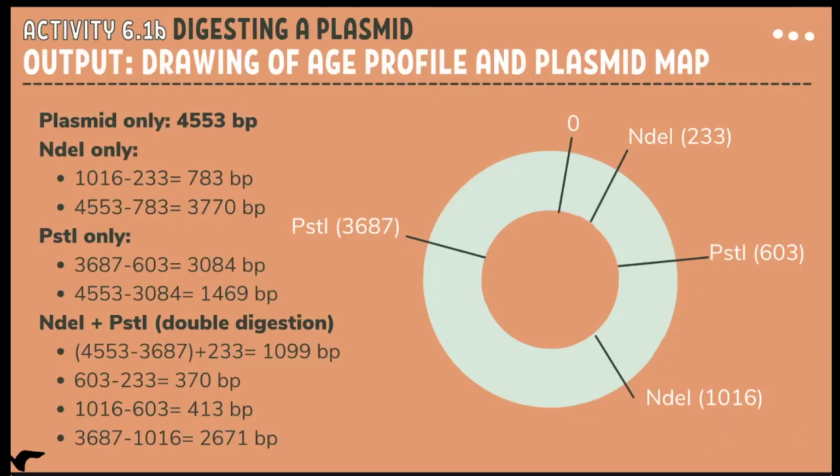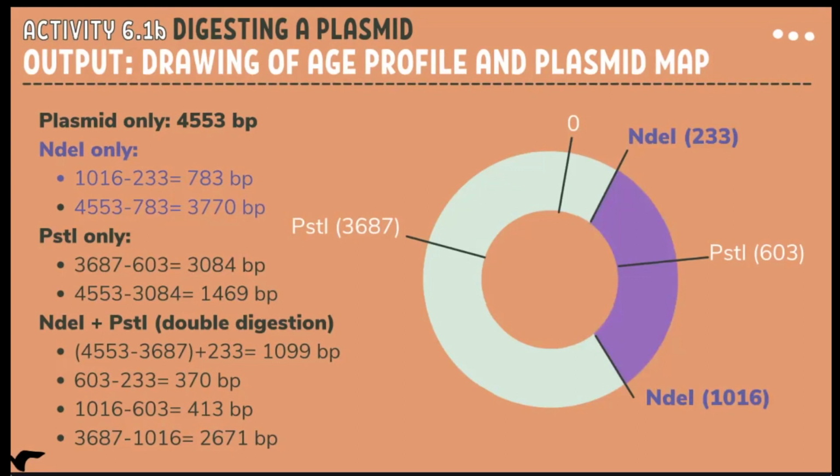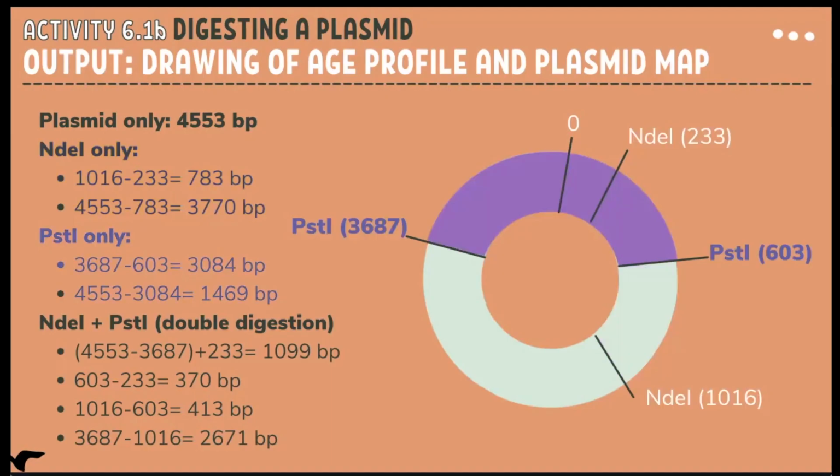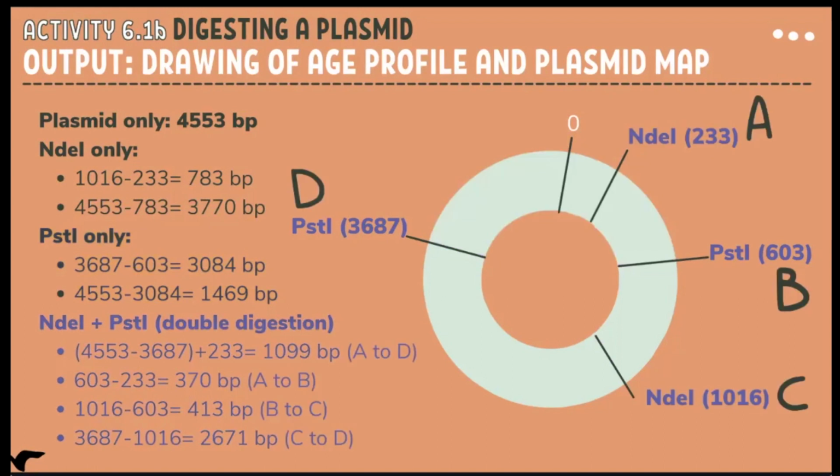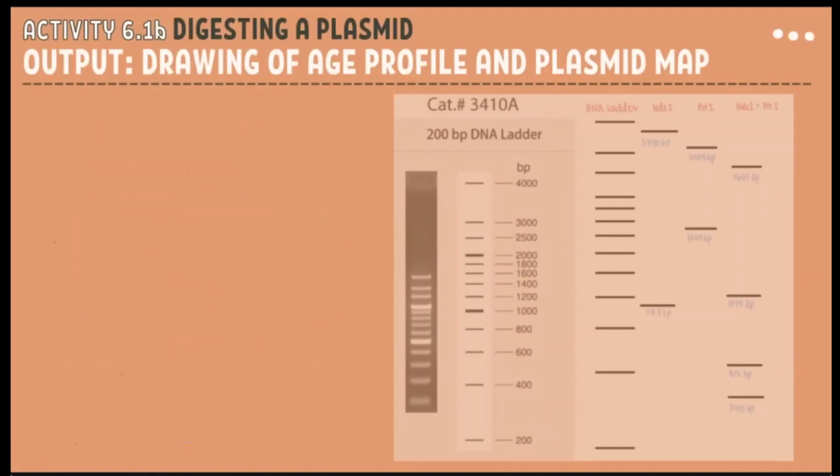With NDE1 single digestion, we expect 2 fragments. The purple one at 783 base pairs and the green one at 3770 base pairs. For single digestion with PST1, we expect to see the green fragment, which is 3084 base pairs, and the purple fragment, which is 1469 base pairs. If we perform double digestion, we see 4 fragments, one from A to B, B to C, C to D, and the last from D to A, with the fragment sizes shown on the slide.